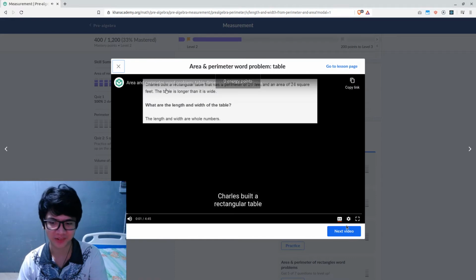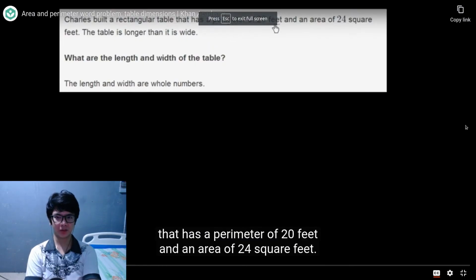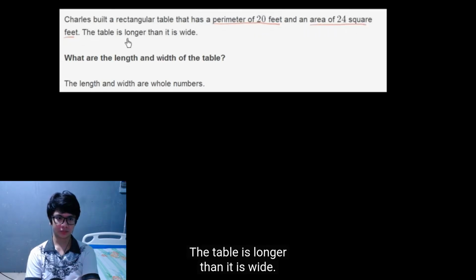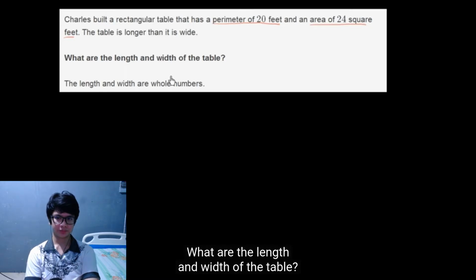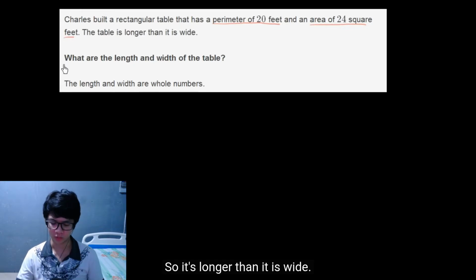Charles built a rectangular table that has a perimeter of 20 feet and an area of 24 square feet. The table is longer than it is wide. What are the length and width of the table? The length and width are whole numbers. So it's longer than it is wide.